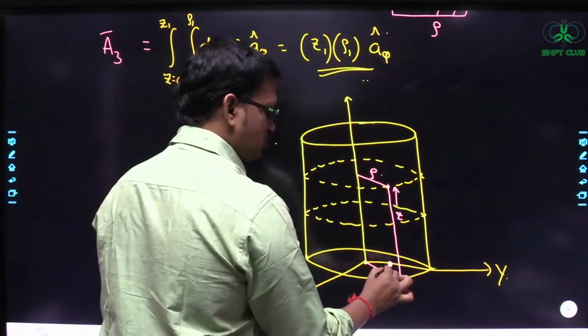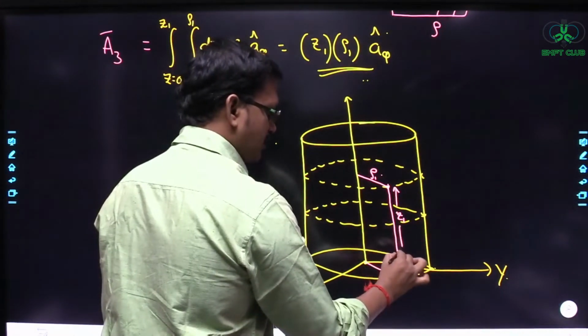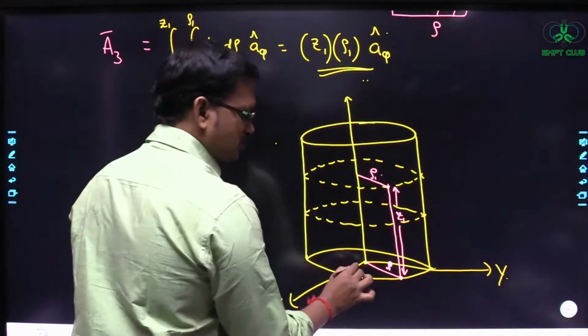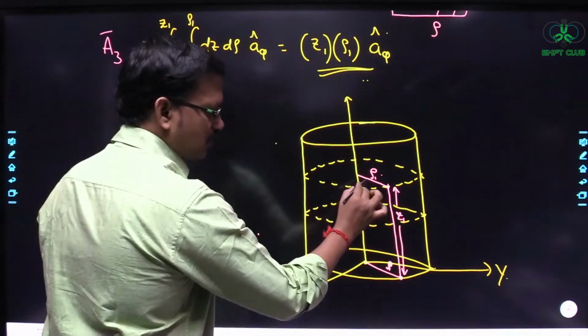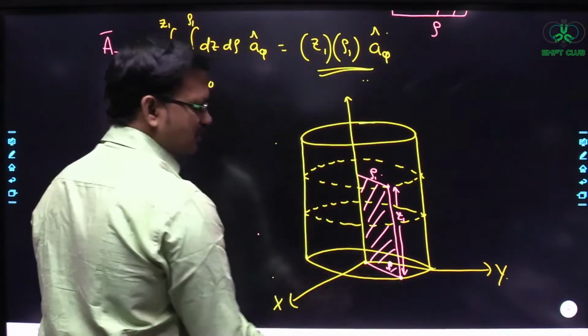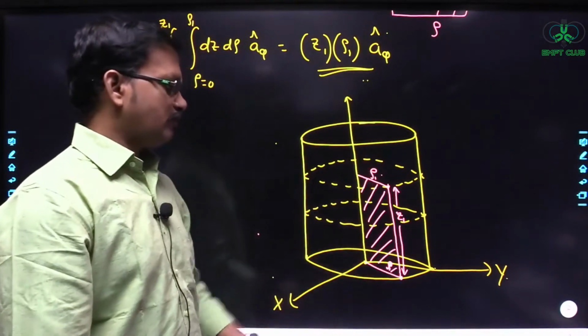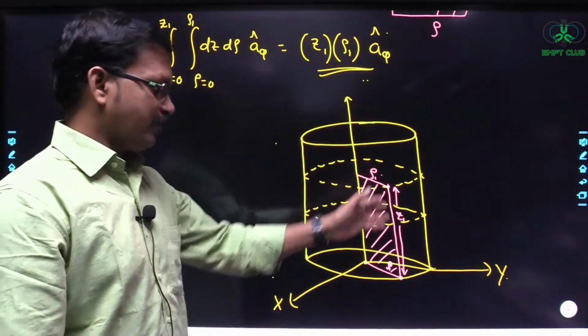Let us say this is rho 1 and this height is z1. So this rho 1 into z1 will form this surface area. Understood? So rho 1 into z1 will form the surface area of a rectangle.